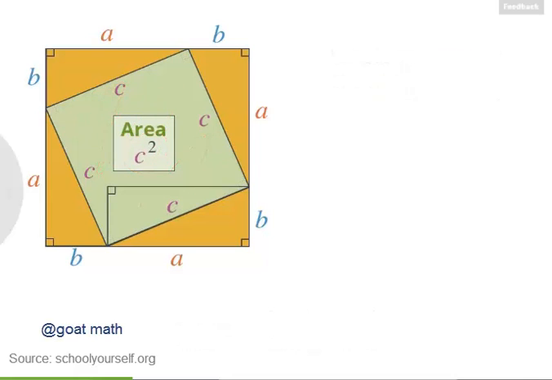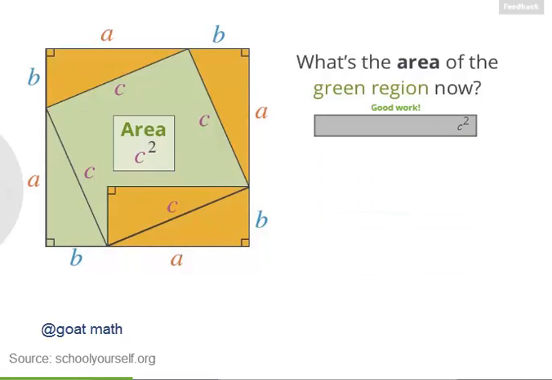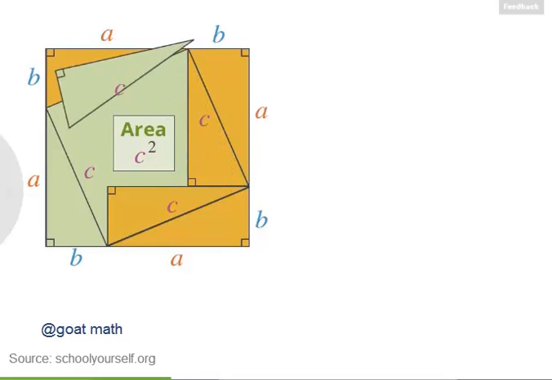Next, let's take a piece of this green square and move it. We're going to move this triangular piece down here and move it so it's on top of this yellow triangle on the left. So what's the total area of the green region now? Don't worry, this is not a trick question. Precisely, we've only moved a piece around, so the green region still has an area of c squared. Next, let's move this triangular piece over here so that it's on top of the yellow triangle up here.